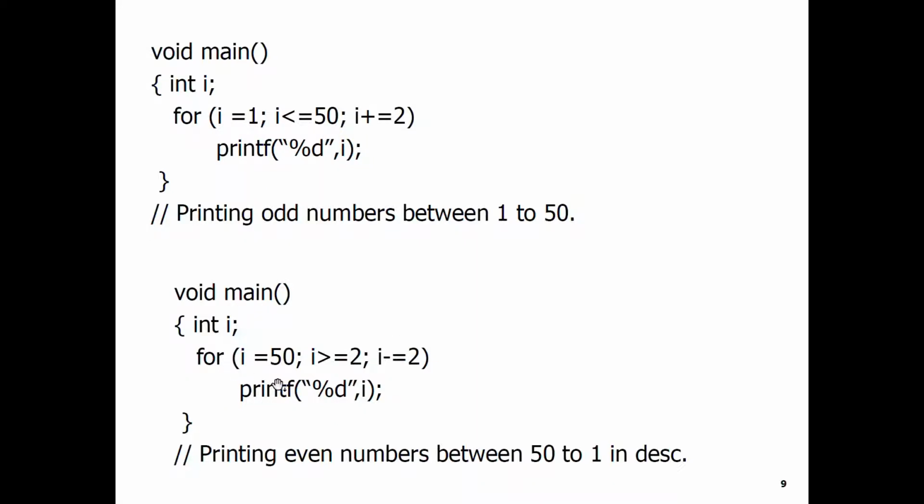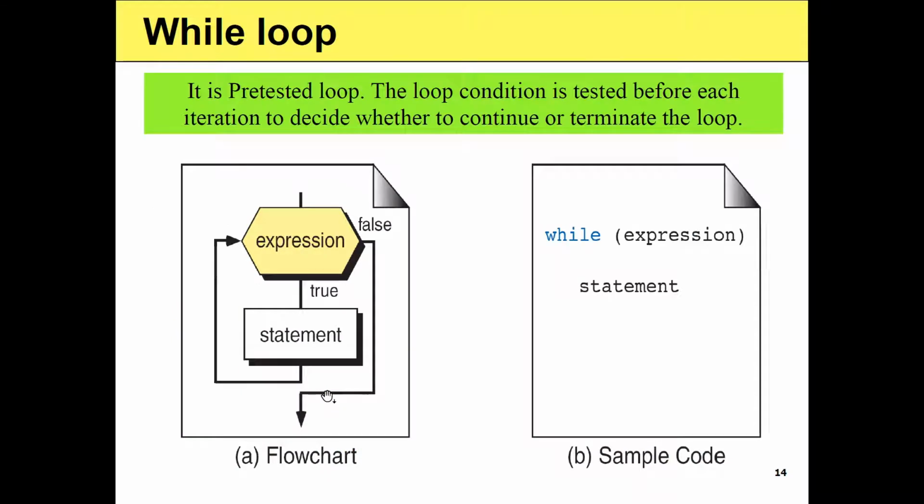Look at this program. My objective is to print even numbers between 50 to 1. So the initial value is 50, and then we are decrementing the value of I by 2. First time I is 50. When you go for the next iteration, I value becomes 48, 46, and so on. Now, the for loop we understood.